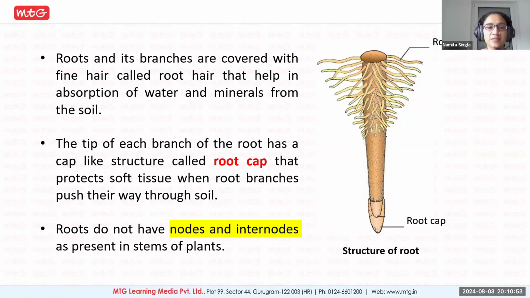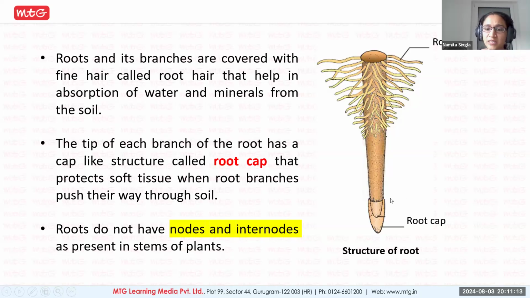So the root and its branches are covered with fine hair, which are called root hair. It is basically these root hair, present on all the roots and their branches, which help in absorption of water and minerals from the soil. It is the main function of the roots to absorb water and minerals from the soil, and this is carried out by these root hair.